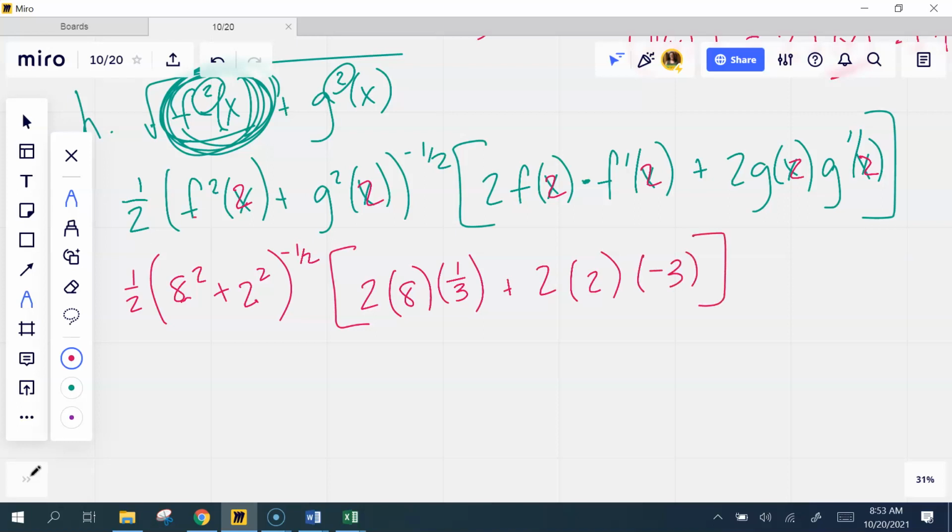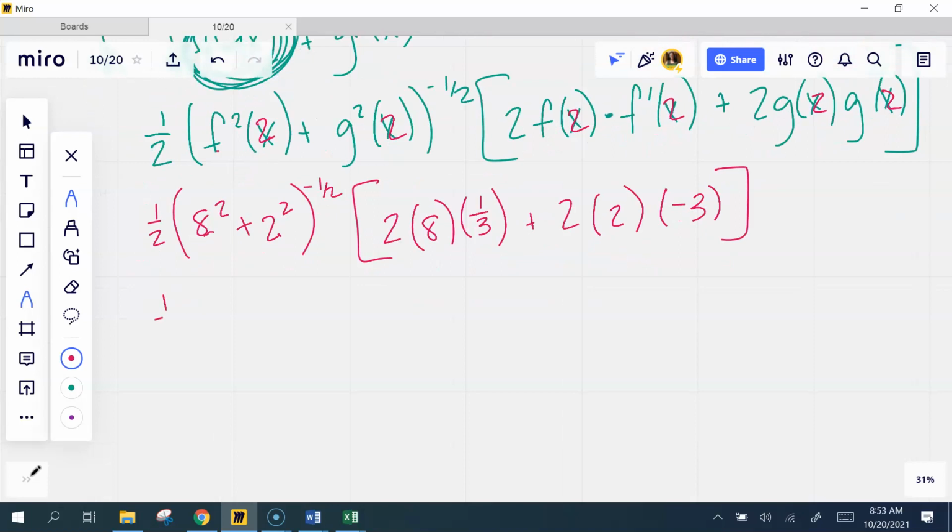Multiple choice. AP loves these multiple choice questions with a table like this. We have to go through this way. Yep. 1/2, let's see. 64 plus 4 is 68. 16 over 3 minus 12.